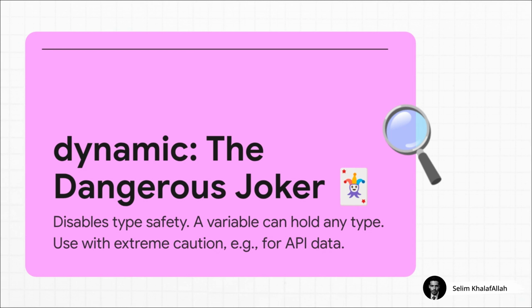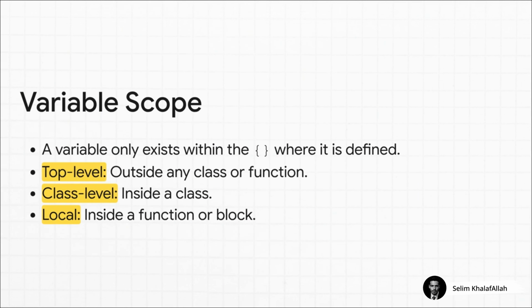It tells Dart to just turn off all its type safety features for this one variable. It can hold anything, a string, then an int, then a list. You only, and I mean only, want to use this when you absolutely have to, like when you're dealing with messy JSON from an API and have no idea what you're going to get back. Otherwise, avoid.